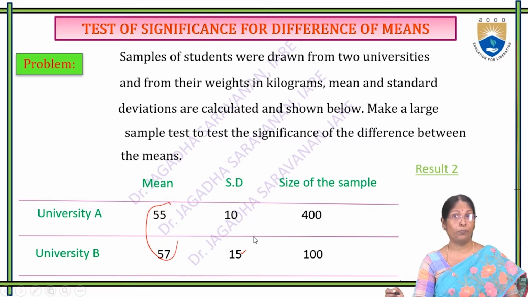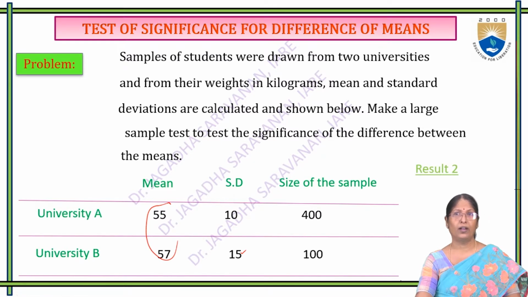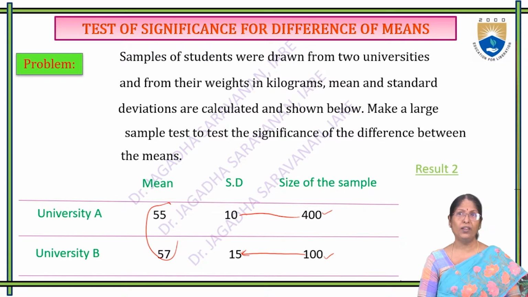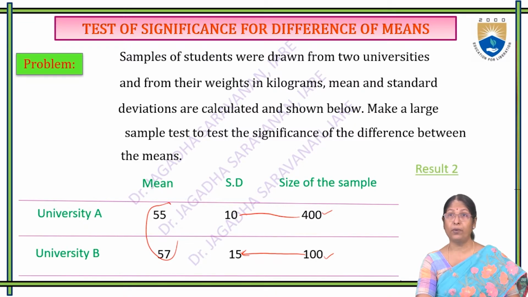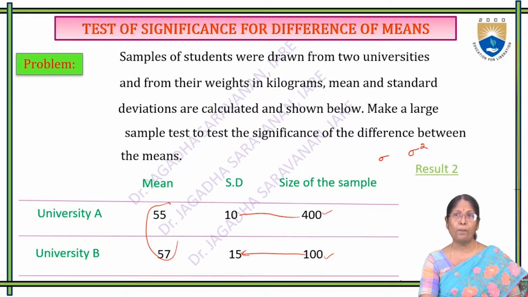What is the difference between the previous problem and this problem? In the previous problem, sigma 1 square, the variance of the first population, and the variance of the second population were given. Whereas here, from University A we have taken 400 samples, and from University B, 100. So only the sample standard deviation is given. Here there is no population standard deviation. The population standard deviation symbol is sigma, and sigma square is the variance of the population. But in this problem, only the sample standard deviation is given.